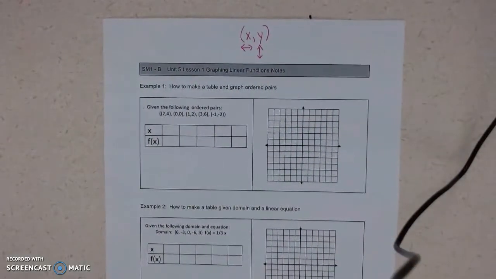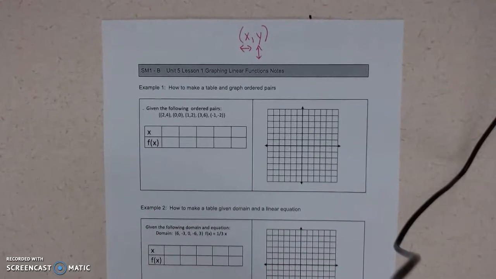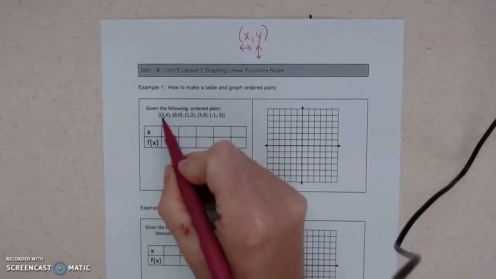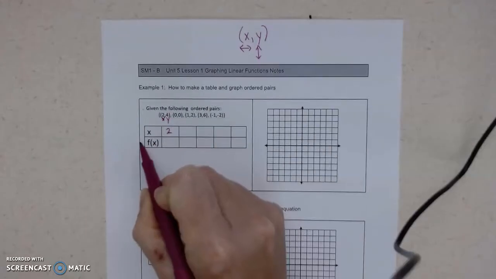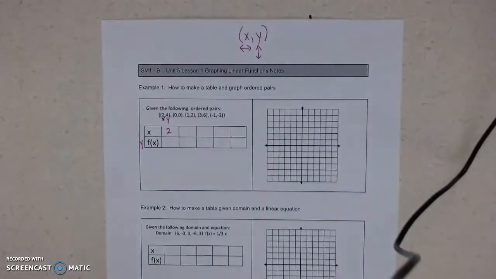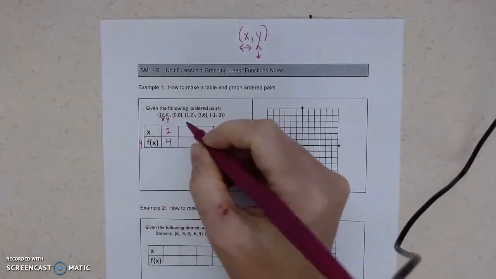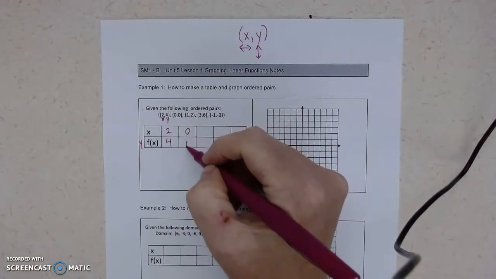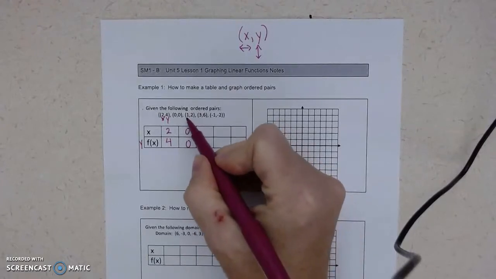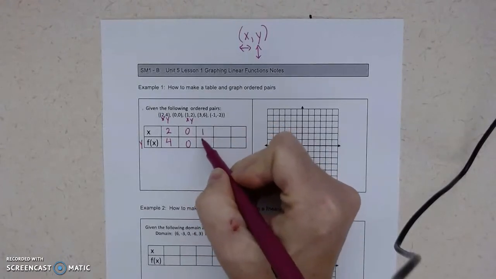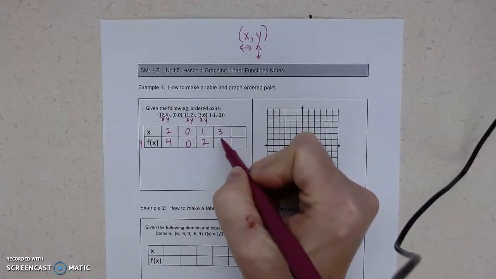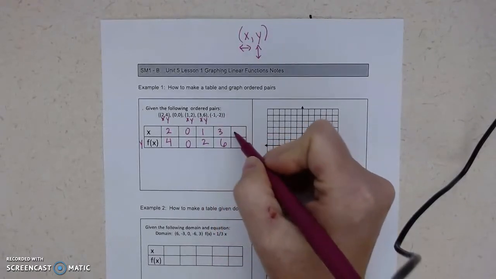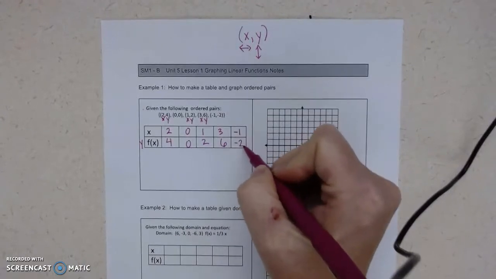So on question number 1, they give you a set of ordered pairs. So we're going to fill out the table. So I know x is first and y is second. So I've got 2, and then f of x is the same as the y value. So 4. And for my second ordered pair, I've got 0, 0. On my third ordered pair, I've got 1, 2. On my fourth ordered pair, 3, 6. And my last ordered pair, -1, -2.